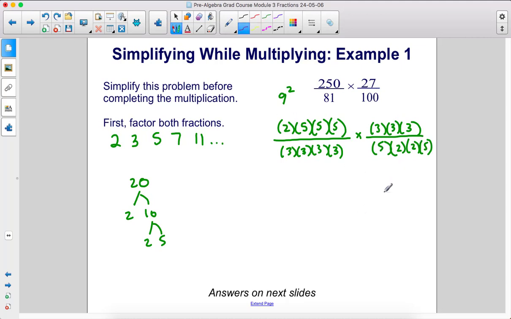All right, now we go in. So we have a 2 up here and a 2 down there. Boom, gone. 5 and a 5, another 5 and a 5. We have 3 3s. Here we have 4 3s. So 3 of those, 3 of those. What's left? We have a 5, nothing over here, 3, and a 2. So therefore, 5/6 is the answer.